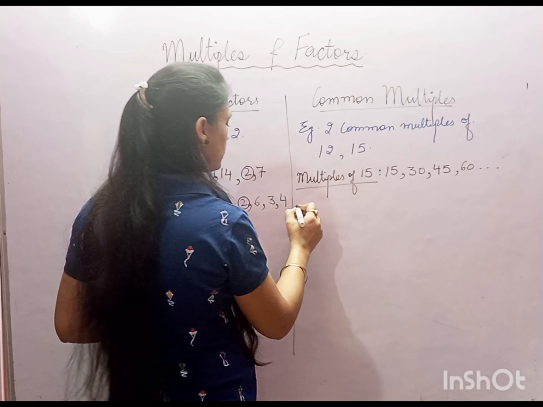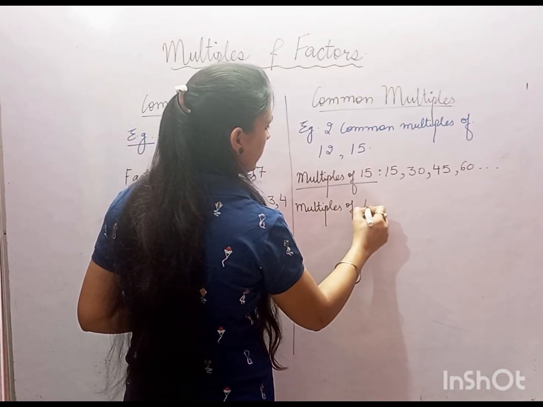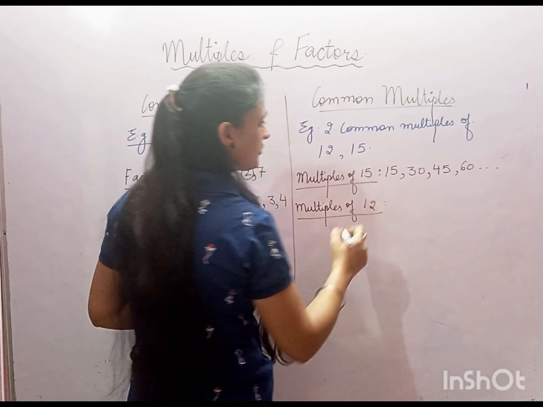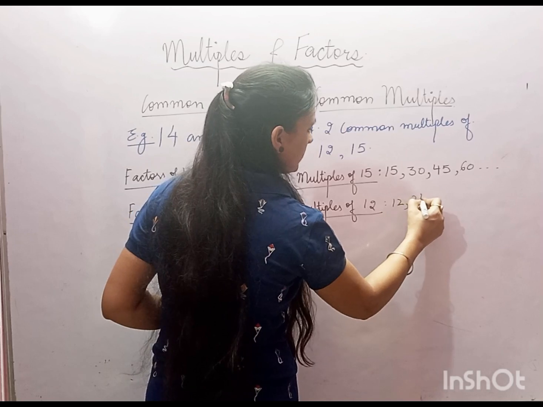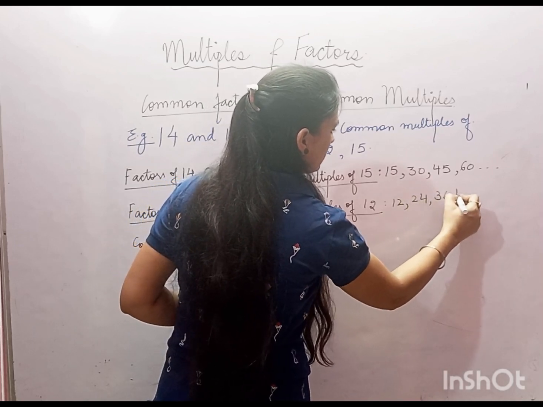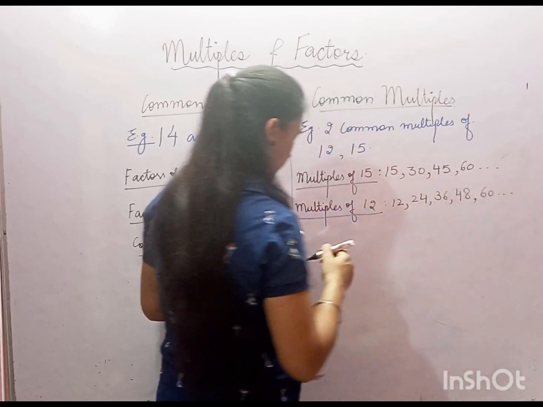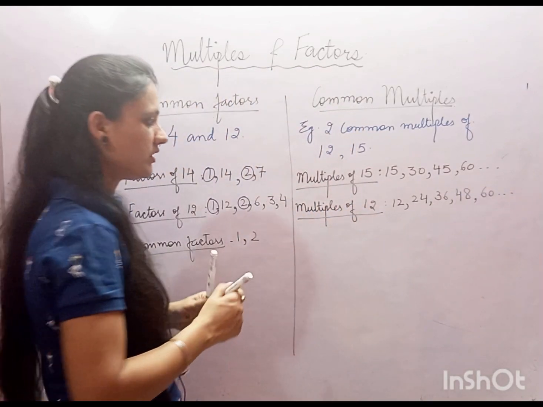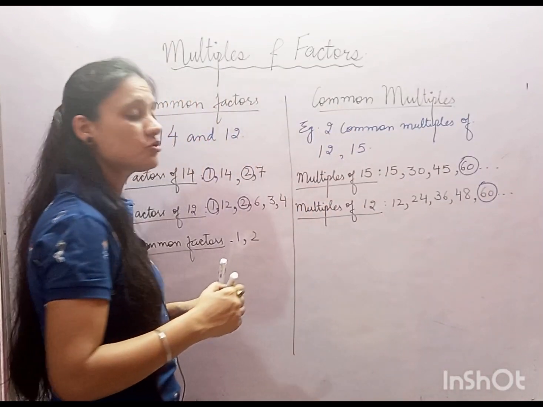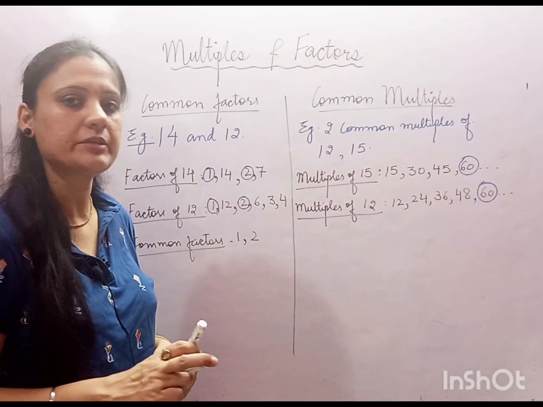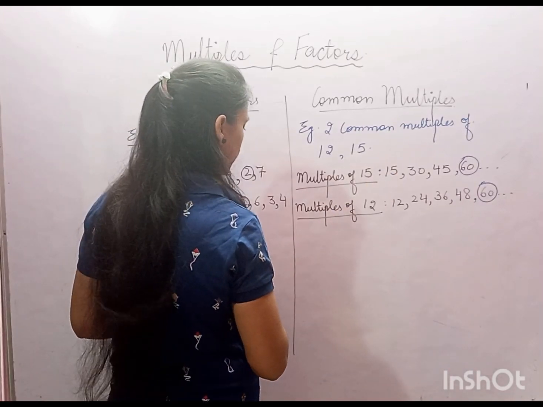Now let us find out the multiples of 12. Till where we have to write down? Till 60 only. So 12 ones are 12, 2s are 24, 36, 48, 5s are 60 and so on. So children, we got the first common multiple, that is 60. But here they asked us to find out two common multiples. Very simple, need not write down any more.